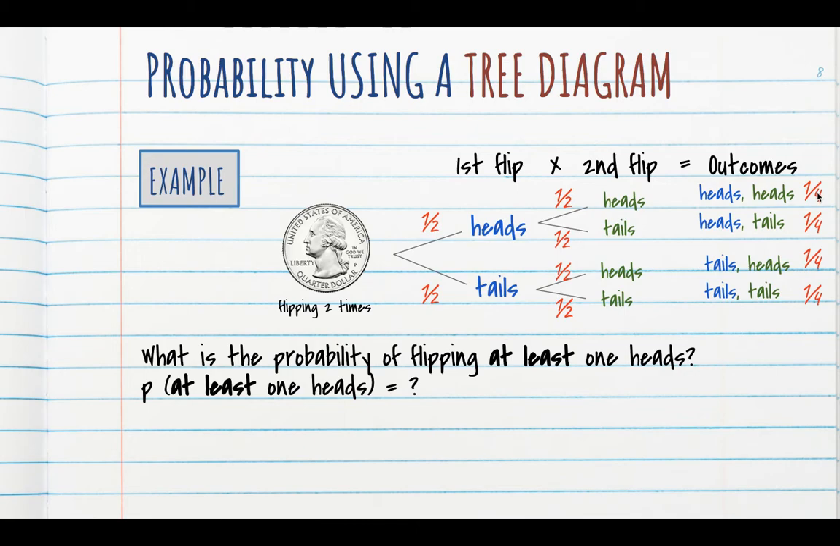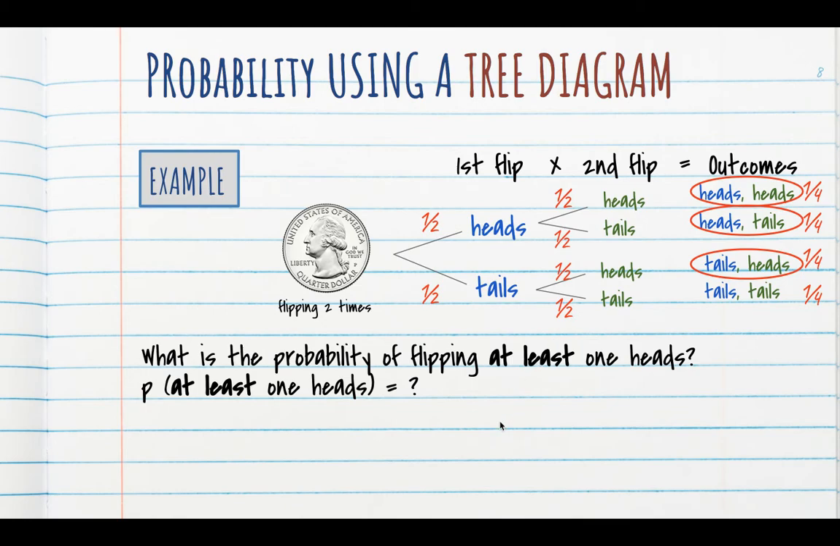Now, when I look at my favorable outcomes, it's at least 1 heads. So heads heads has at least 1 heads. Heads tails has at least 1 heads. And tails heads has at least 1 heads. Tails tails would not be a favorable outcome because it does not have at least 1 heads.